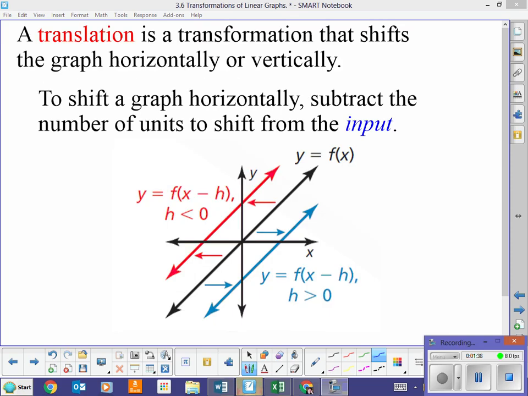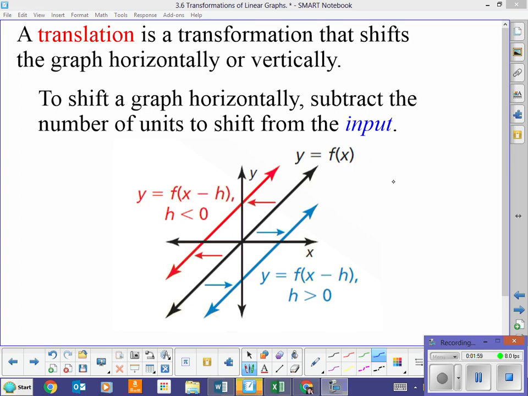The first type of transformation we're going to talk about is the translation. A translation is a transformation that shifts the graph horizontally or vertically. To translate horizontally, we're going to subtract the number of units to shift from the input. We're dealing with the input here.